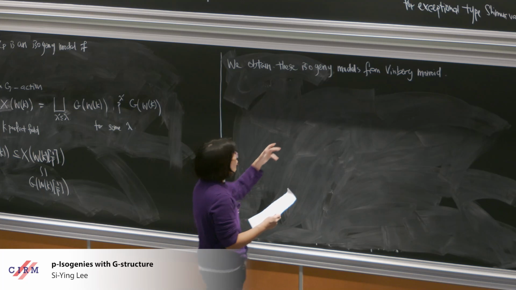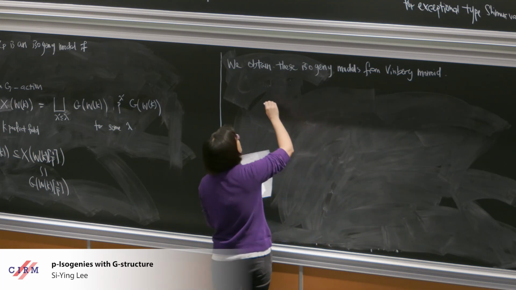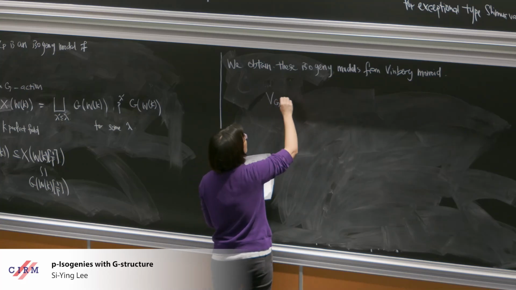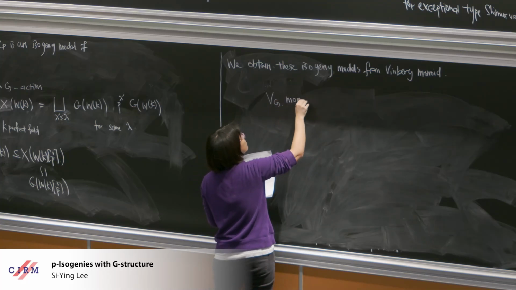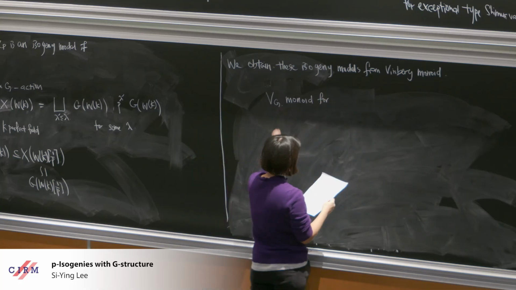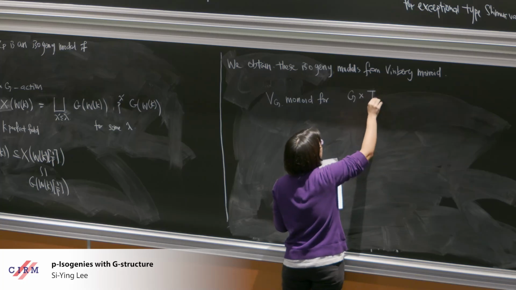And I'm also not going to define this Weinberg monoid, but the point here is that the Weinberg monoid is, first, a monoid, as the name suggests. So this V_G is going to be a monoid for the group G, or a slight enhancement of the group G. So it's essentially the group.